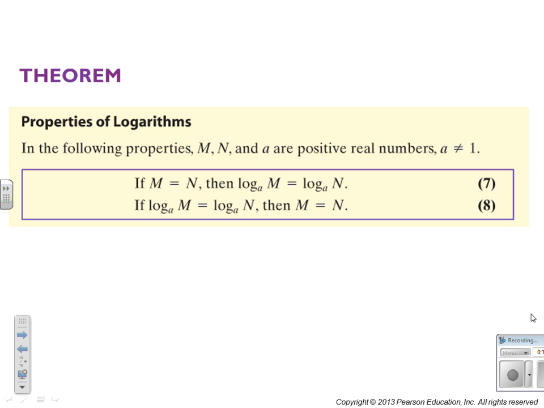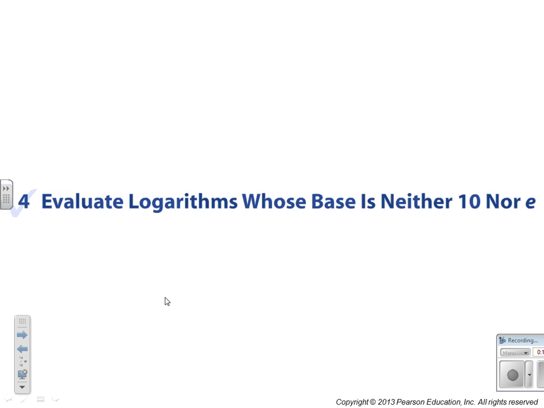All right, so if m is equal to n, then when I take the logarithm of both sides, of both items, that is also equal. Or if my logarithm of m is equal to my logarithm of n, then just my m and n are equal. So we're going to use that property to manipulate logarithms and find undefined variables.